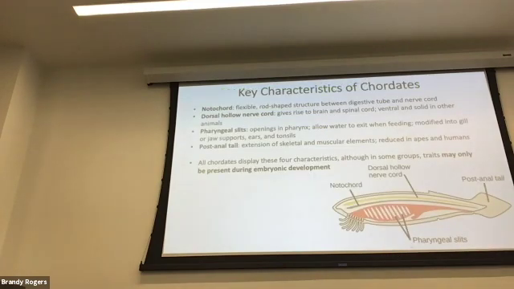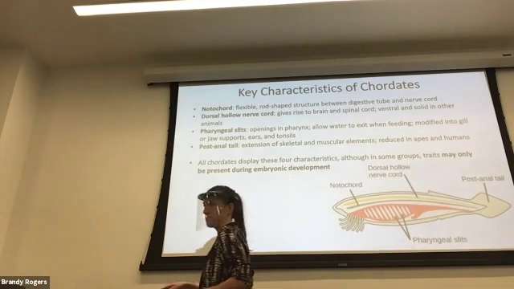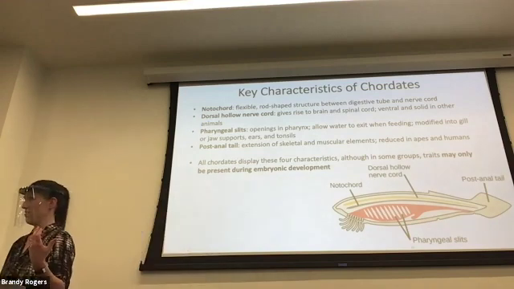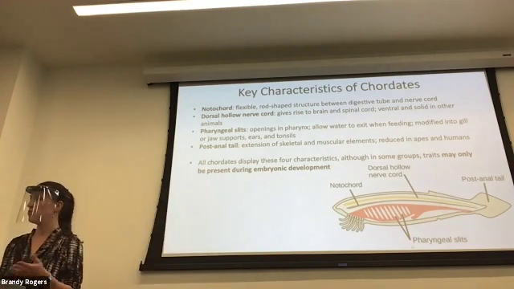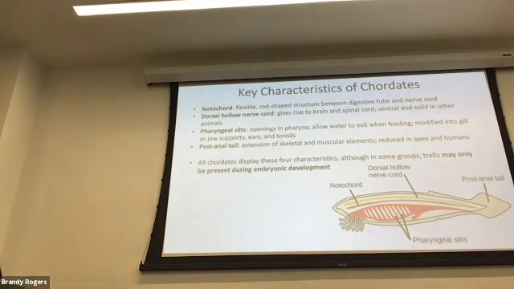All chordates display these four characteristics, at least at some point. So although in some groups the traits may only be present during embryonic development, you had them at one point. It's kind of like the motility thing, right? All animals are motile, even when they don't move, did at some point in their life cycle. Same deal with these characteristics of chordates.